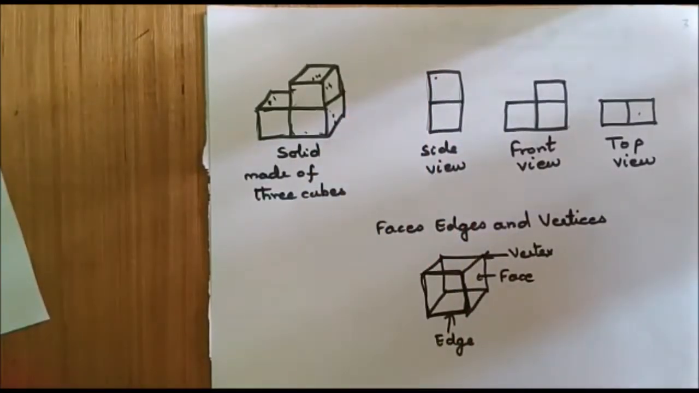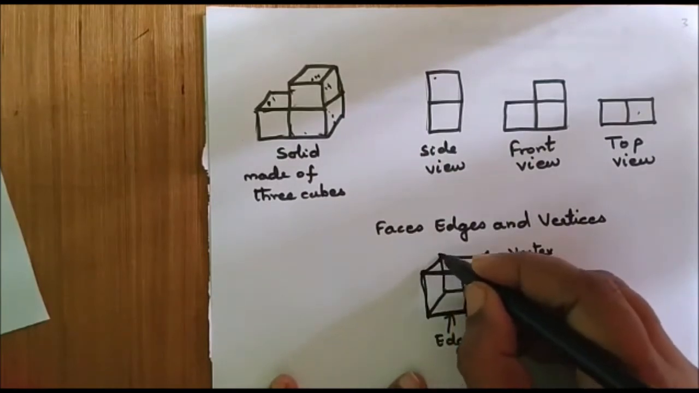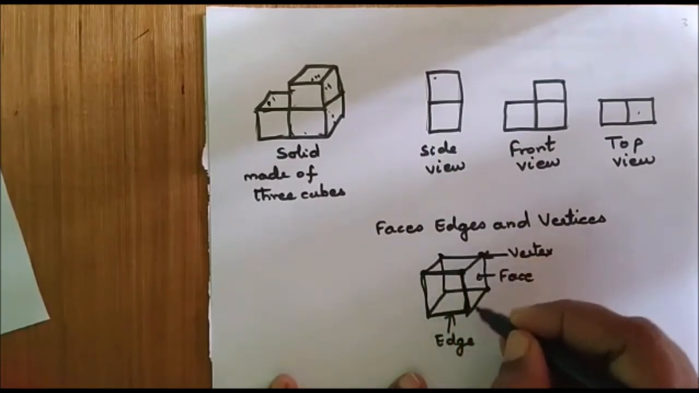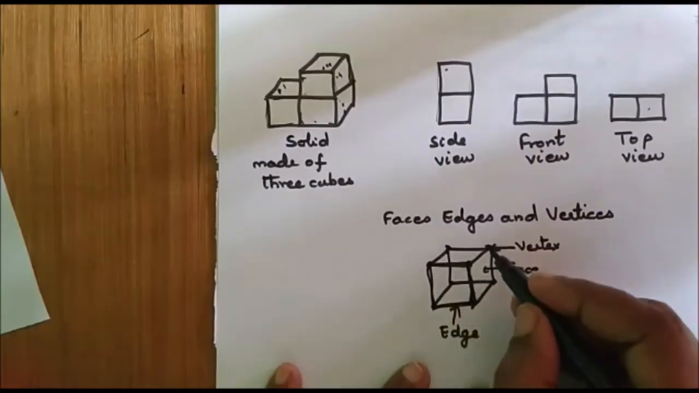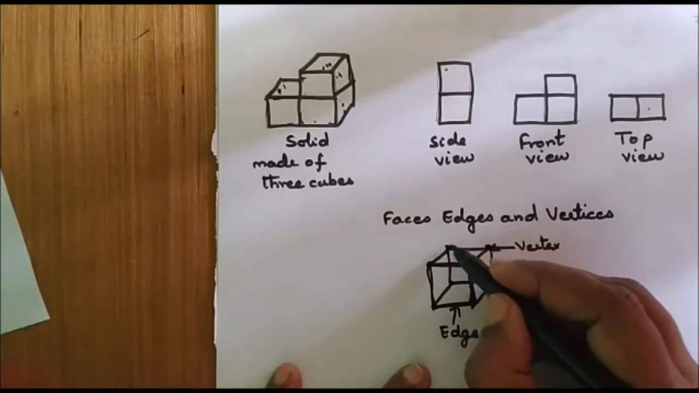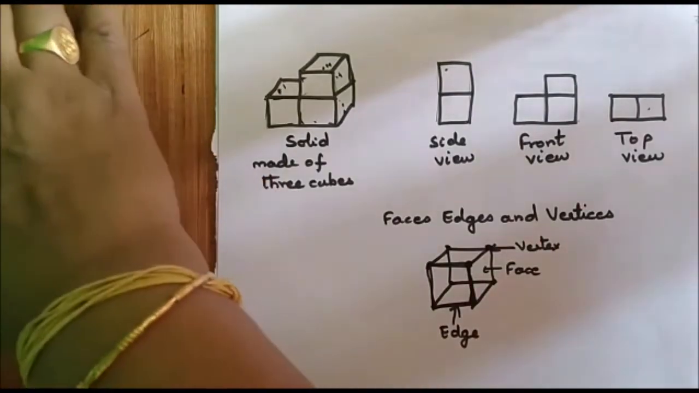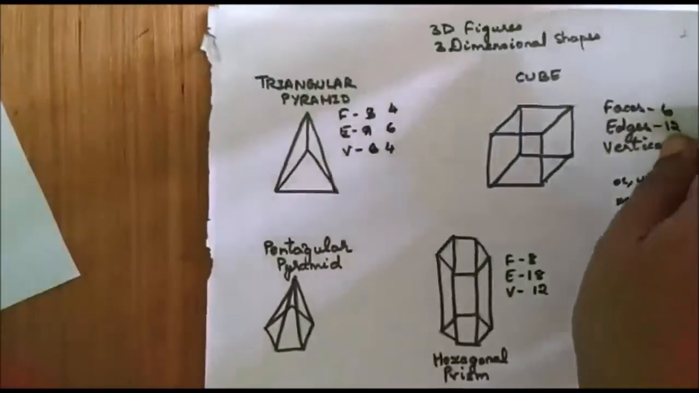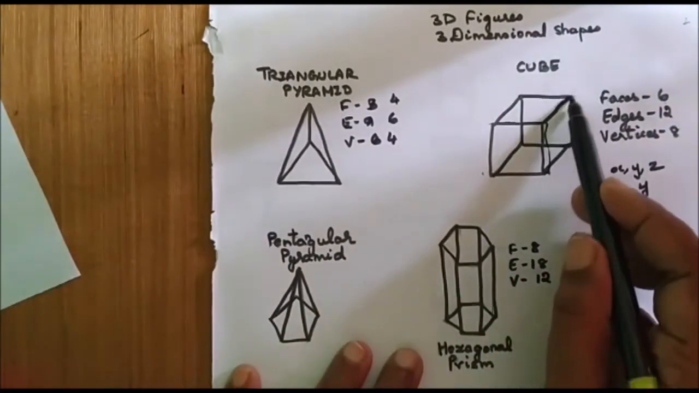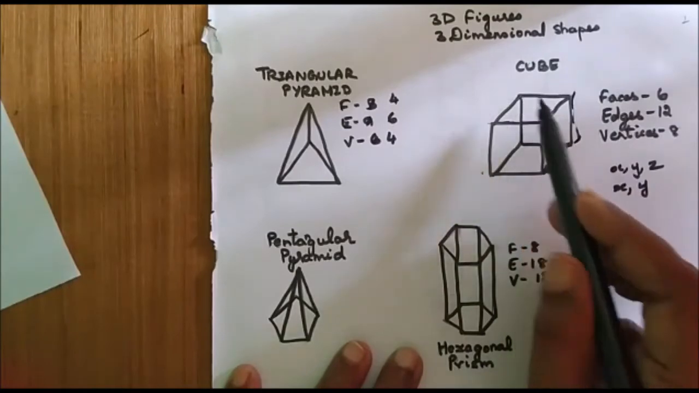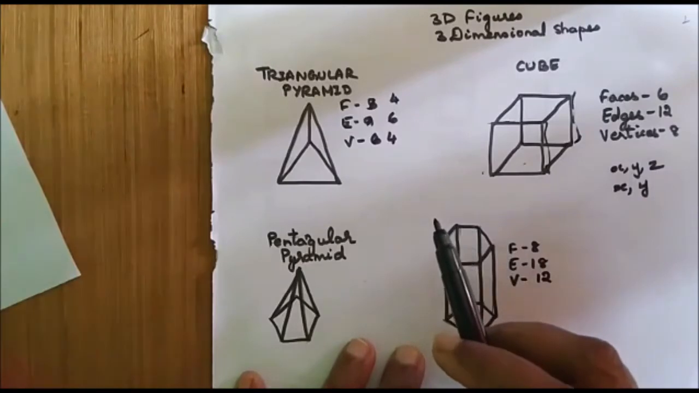Now what do you mean by vertices? This point where all the three lines meet. So these points are called the vertices. Vertices is the plural of vertex. All these points are called vertices. I hope you understood how we got edges, faces and vertices. So in this cube, how many faces does it have? 1 face, 2, 3, 4, 5, top and bottom, 6 faces, 12 edges and 8 vertices.